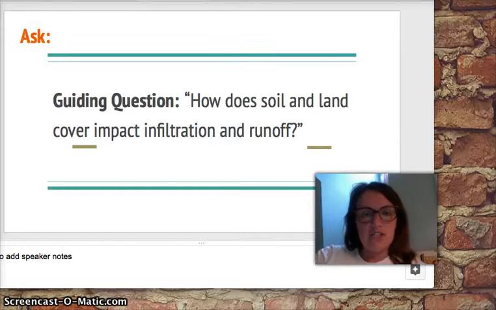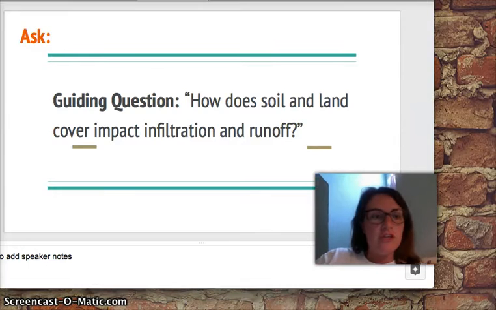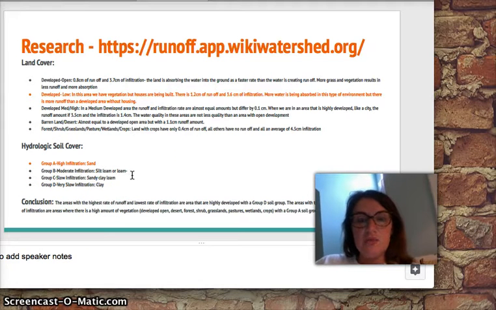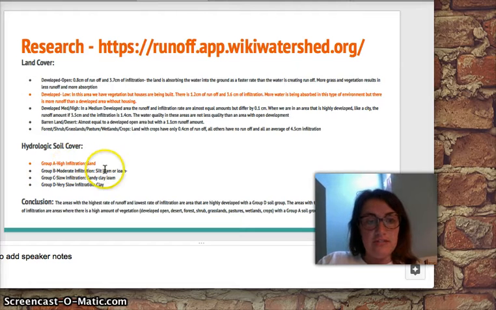Hi everyone. So our guiding question this week is, how does soil and land cover impact infiltration and runoff? This was the research that I had conducted about this with the different land covers and the different types of soil. Coming to the conclusion is that areas with the highest amount of vegetation, like your desert and your forest and your grasslands, with a group A soil is where you're going to have the lowest runoff rate and the highest amount of infiltration. I had highlighted group A of sand and developed low because that is the area that I'm in right now, which is Myrtle Beach.